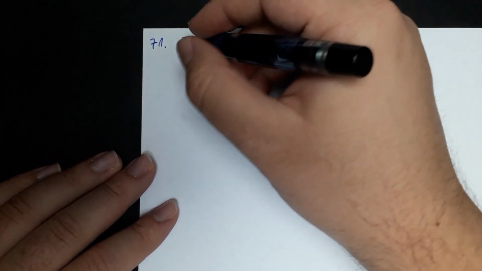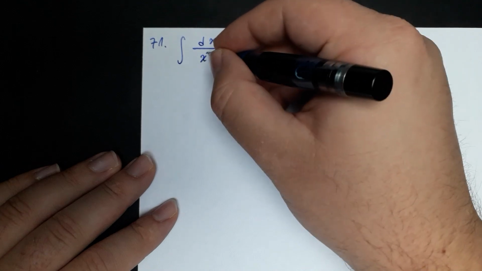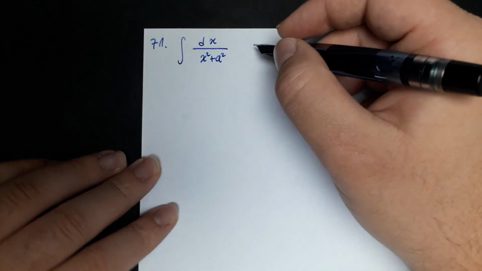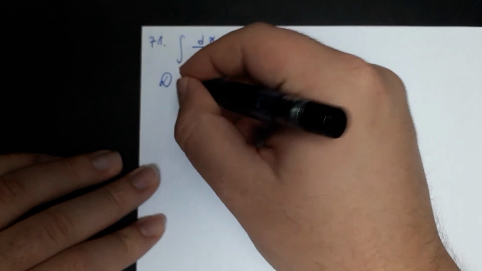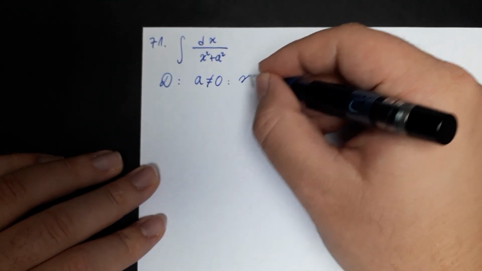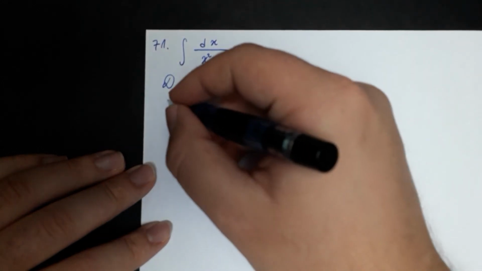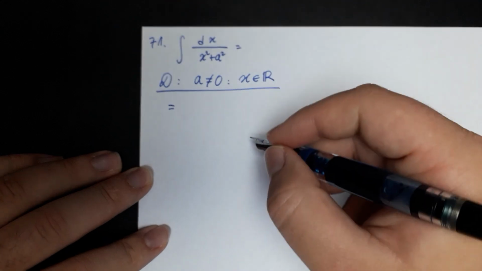Problem number 71 on our list is an integral of dx divided by x squared plus a squared. This integral is defined for a different than 0, and then x can be any real number. So let's solve this integral in this area.